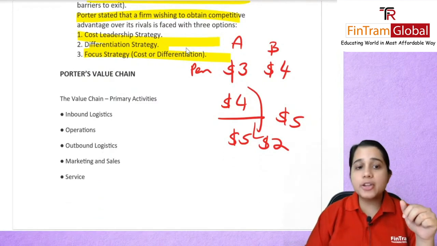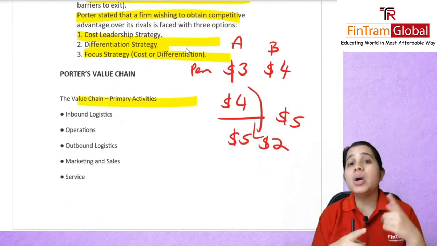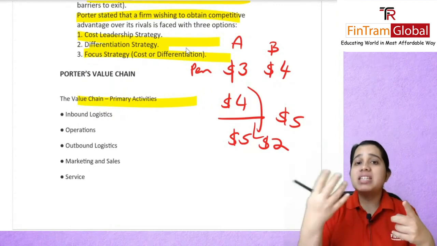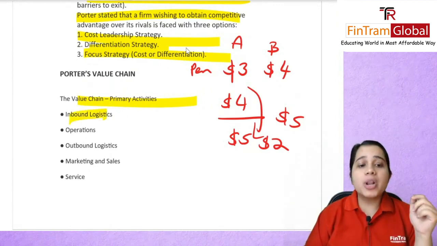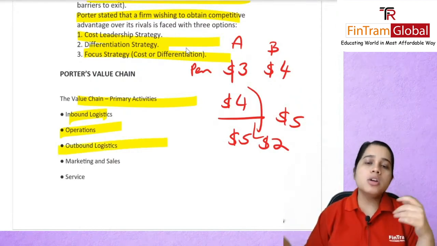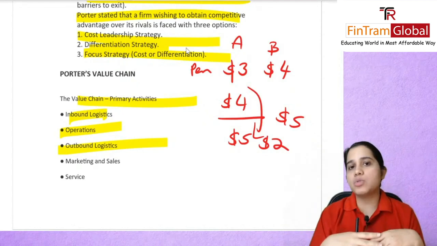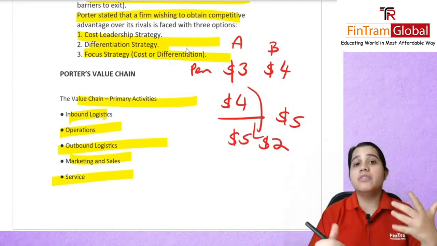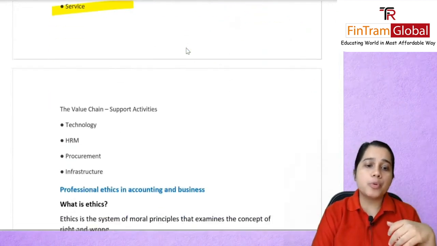Porter's value chain, we had talked about the primary activities. What were they? Inbound logistics, whatever is coming in, your materials that are coming in. You have your operations, where you are converting these raw materials into a final product. You have your outbound logistics, where goods go from your warehouses to various distribution channels. You have your marketing and service, after-sales service, whatever you're providing.